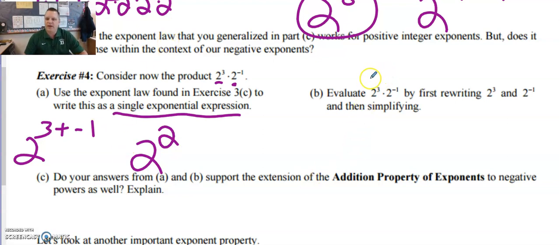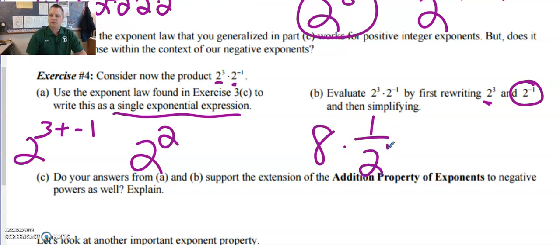Now, it says evaluate 2 cubed times 2 to the negative 1 by first rewriting 2 cubed and 2 to the negative 1. And I think this rule for the negatives is on the previous page, rule number 3. So 2 cubed is 8. 2 to the negative 1, remember, that's on the previous page, b to the negative n, and that's times 1 over 2 to the first. So that's rewriting it. Now, if I have 8 times 1/2, that just gives me 4.